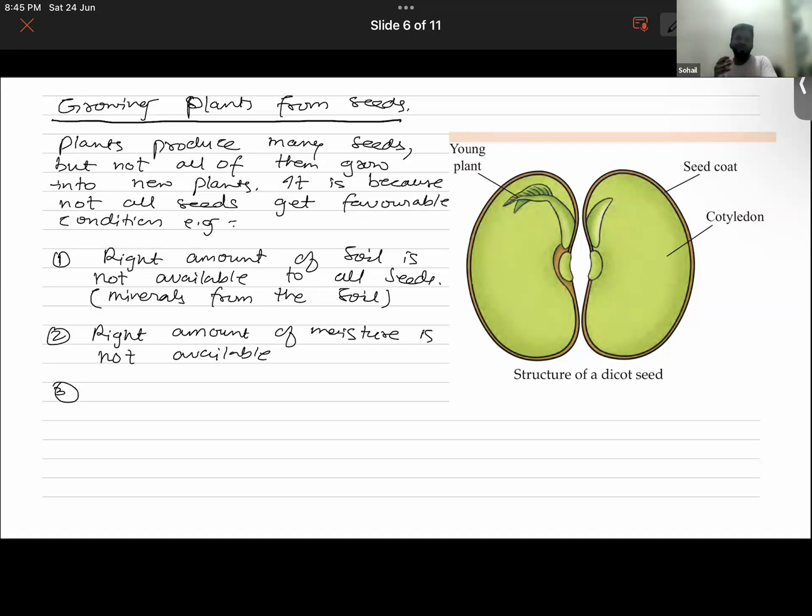Look, of all the seeds that the plant bears, not all of them are healthy. Okay, so unhealthy seeds will not grow into new plants, right? Right, Norush? Right. So not all the seeds are healthy.